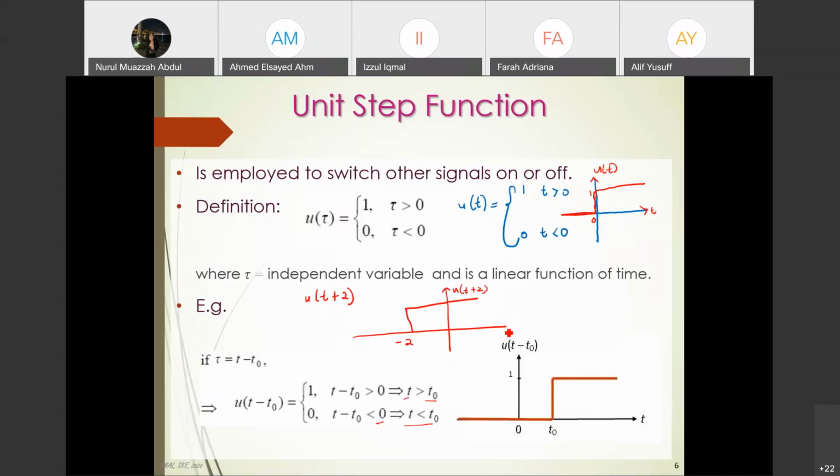This is t. So if the question asks you to plot u t minus 5, this t naught is 5, so this one should start at 5.